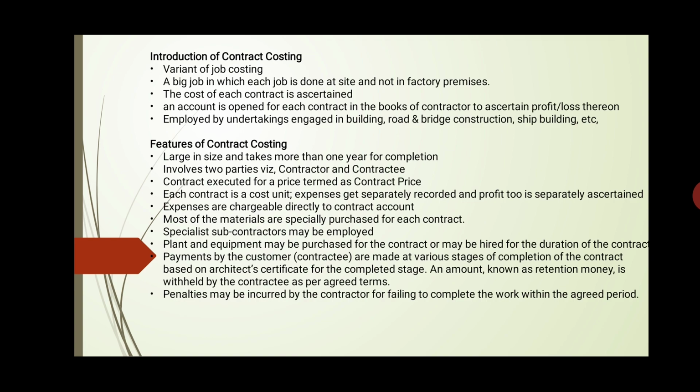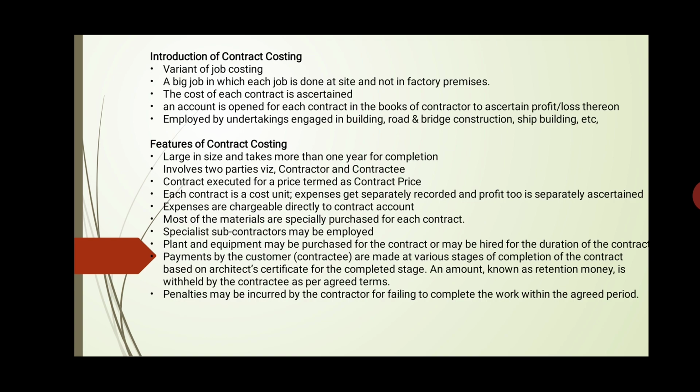The contractee is one, for example, Mr. X. He wants to make a building in Gurgaon. So Gurgaon is known as the site or location where the building has to be made, where the contract has to be carried out. The contractor is a person who is undertaking the responsibility for making the building for the contractee.